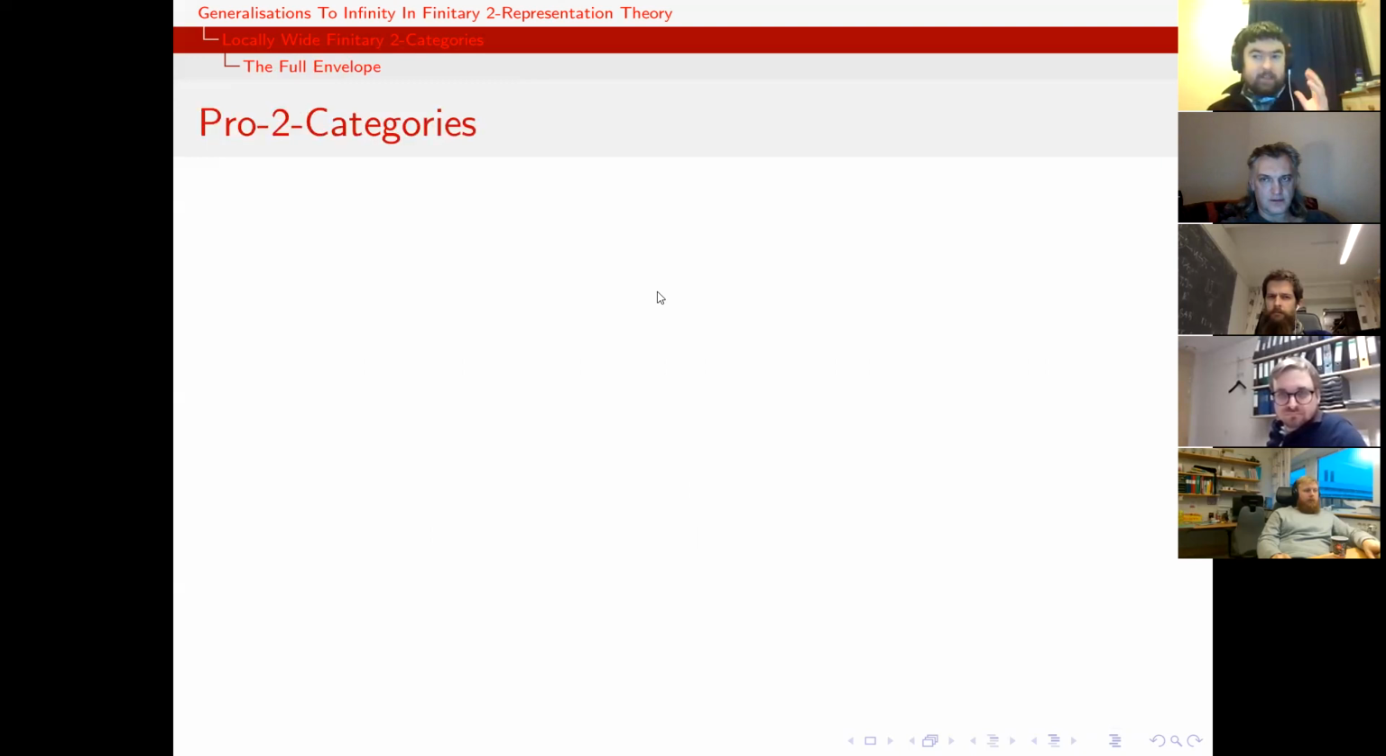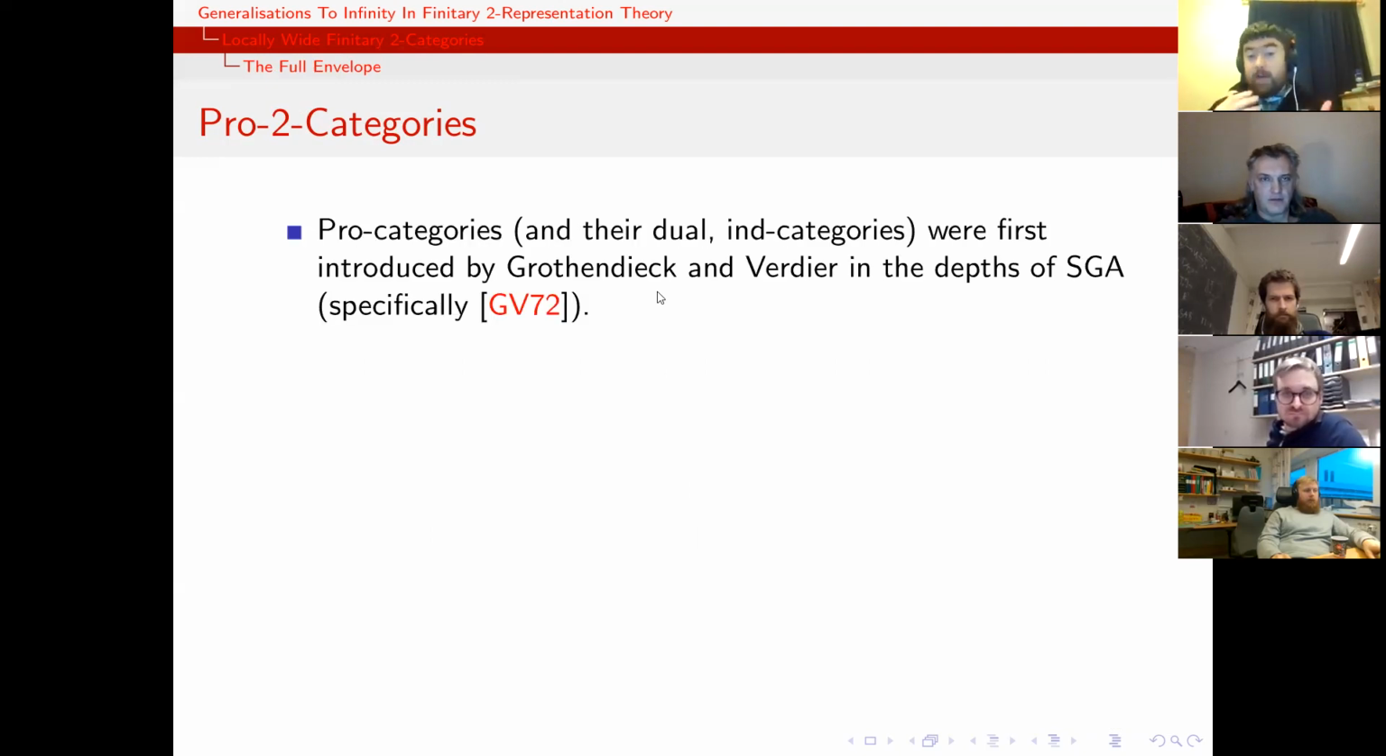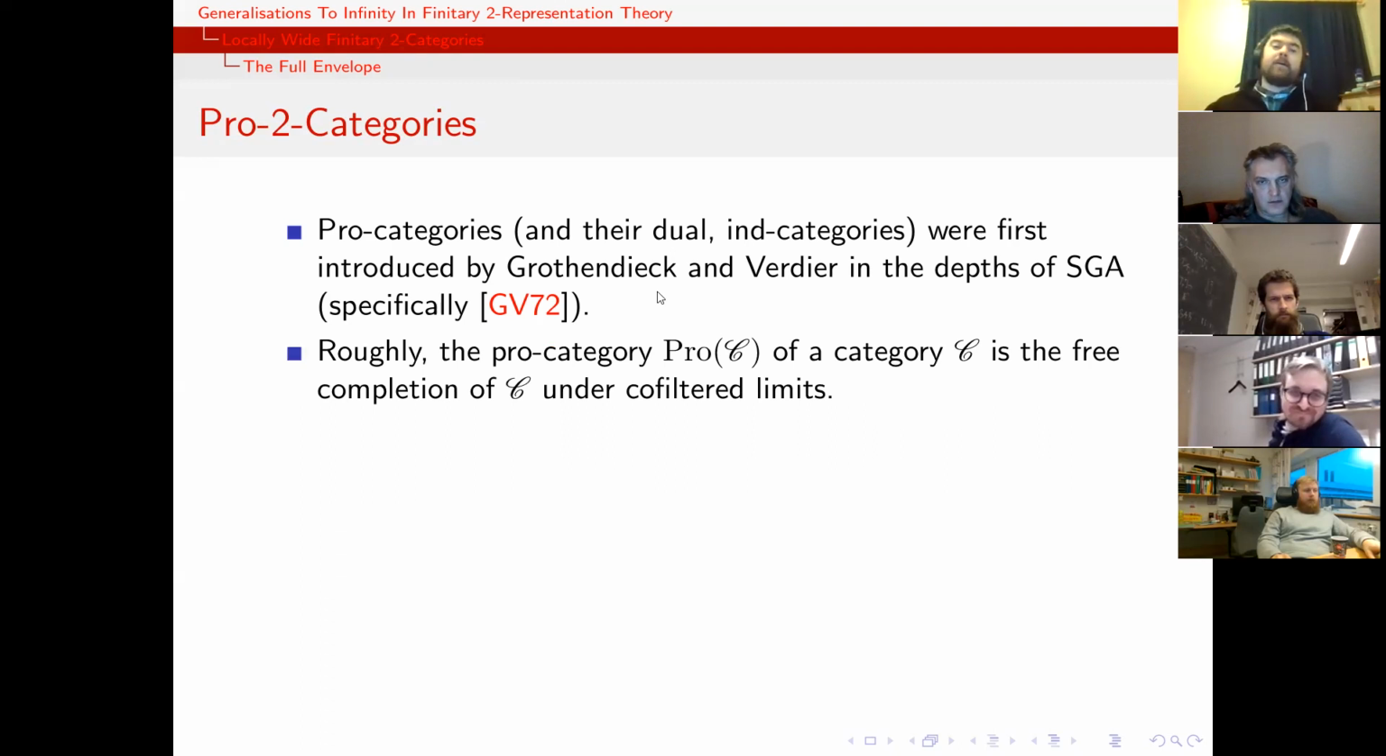So I will briefly go over the definition of this, if any of you haven't heard of it. So pro-categories, and technically the original paper focused more on their dual, which is ind-categories, were first introduced by Grothendieck and Verdier somewhere in SGA 4, exposé 1, if I remember correctly. Obviously, SGA is quite large. So roughly, the pro-category of a category is the free completion of that category under cofiltered limits. I won't go into details, but you can look it up if you want.